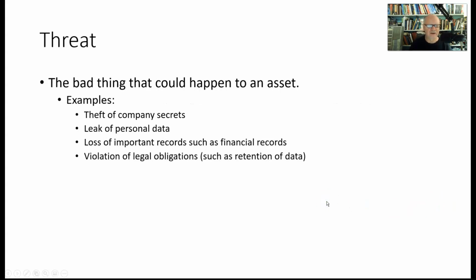The threat is the bad thing that could happen to an asset. So it could get stolen or leaked. You could lose records such as financial records. You could violate your legal obligations. There are certain legal obligations to retain some kinds of data for certain periods of time in case there's some external investigation that needs to be made by financial agencies, law enforcement, and so on. And so if we lose that data, then we are in violation of our legal obligations. So those are lots of kinds of bad things that could happen to our assets.